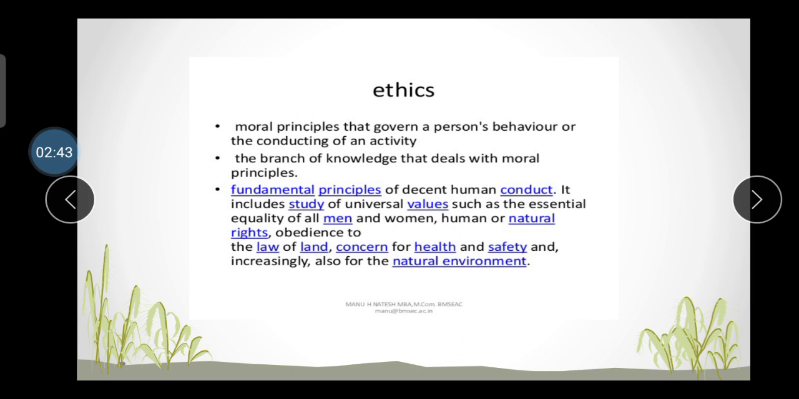Moral is a principle that governs a person's behavior and conducting of activity. The branch of knowledge that deals with morals and principles has fundamental principles descending from human conduct, so it includes the study of universal values such as the essential equality of man and woman, human natural rights and obedience, the law of the land, and concern for health, safety and the natural environment. Whenever you are working, according to your profession you have to build up your ethics, and according to your ethics you should work and behave accordingly, right?